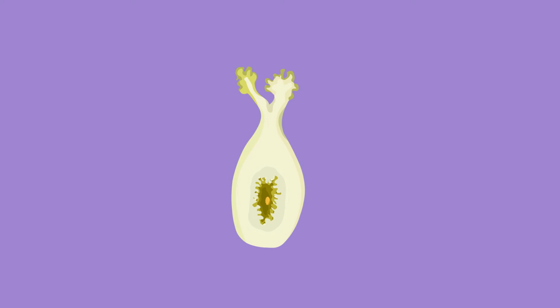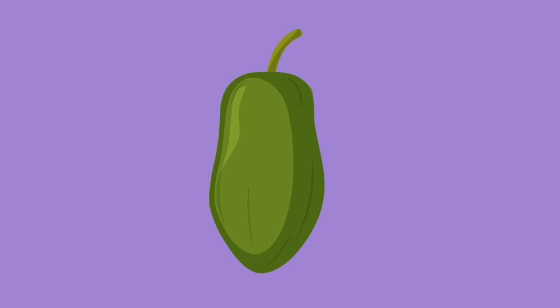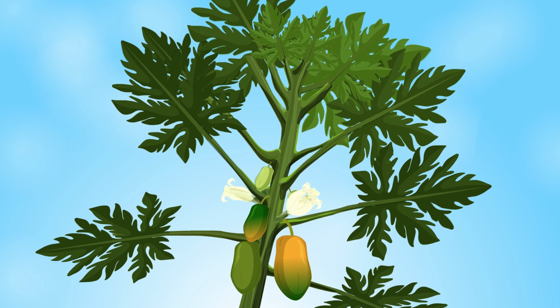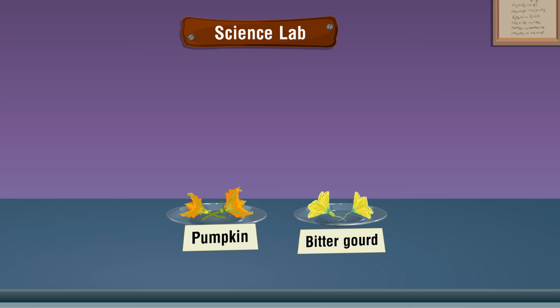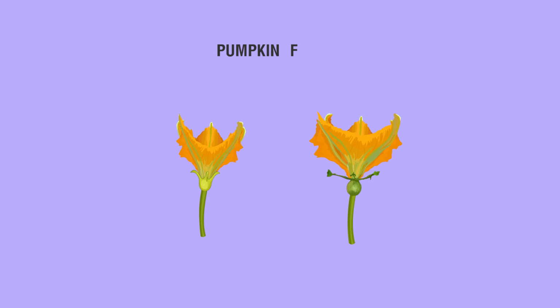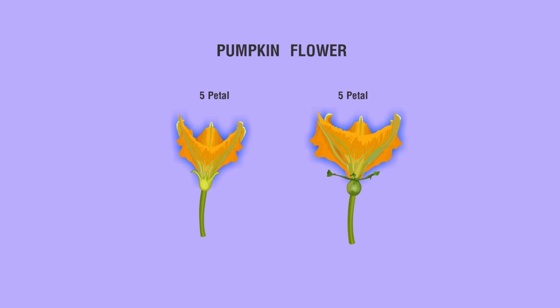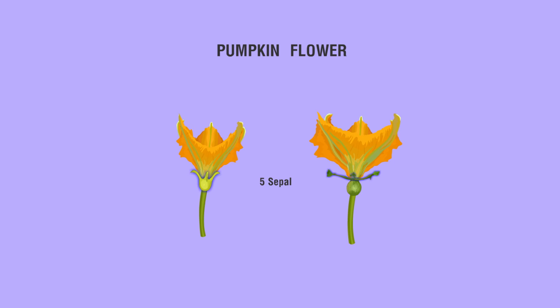In unisexual flowers, pollination occurs from male flower to female flower. During fertilization, pollen travels down to meet the ovules. After fertilization, the ovary develops to become fruit and the ovule develops to a seed. Similarly, a few other flowers have similar features, such as pumpkin flower. They have 5 petals and 5 sepals.